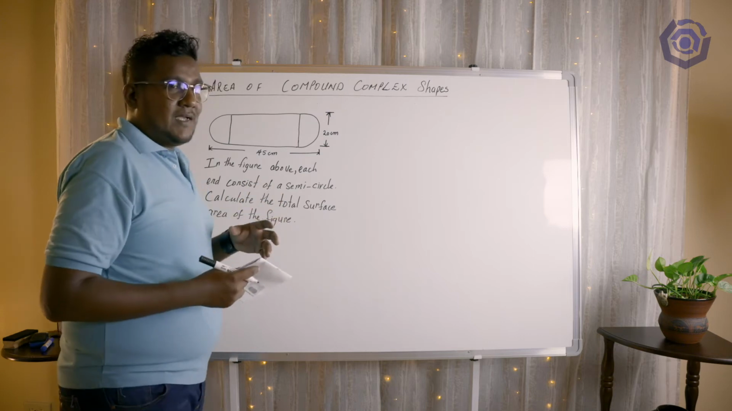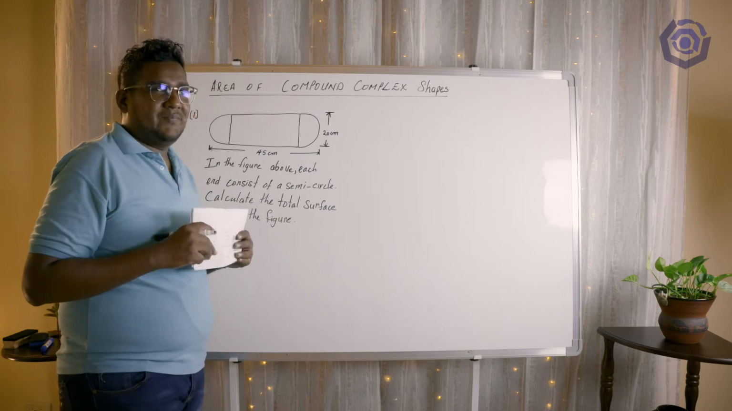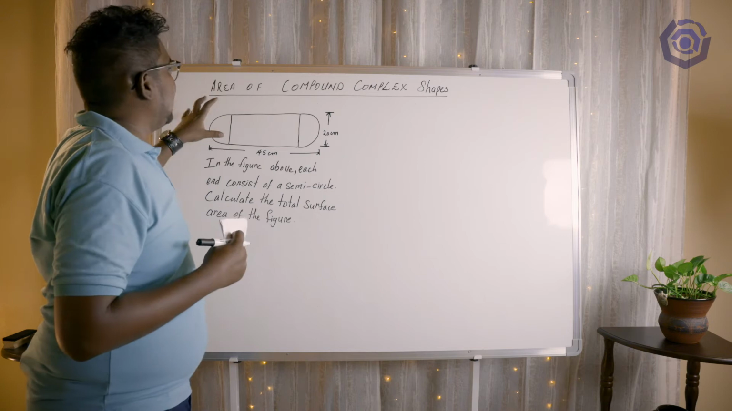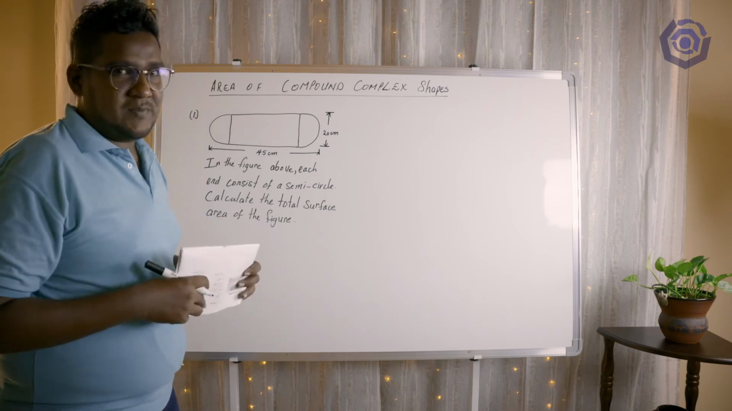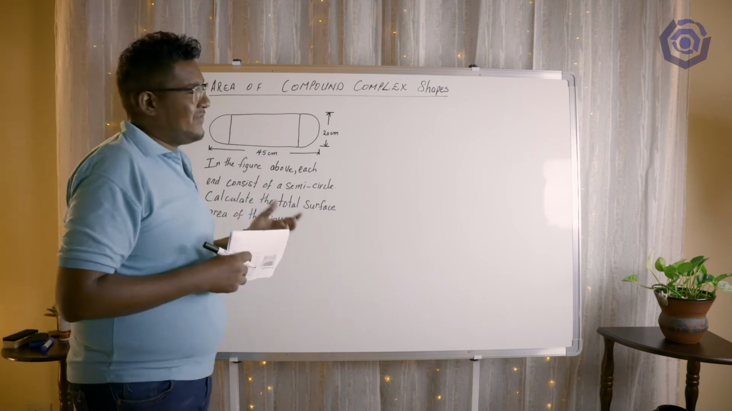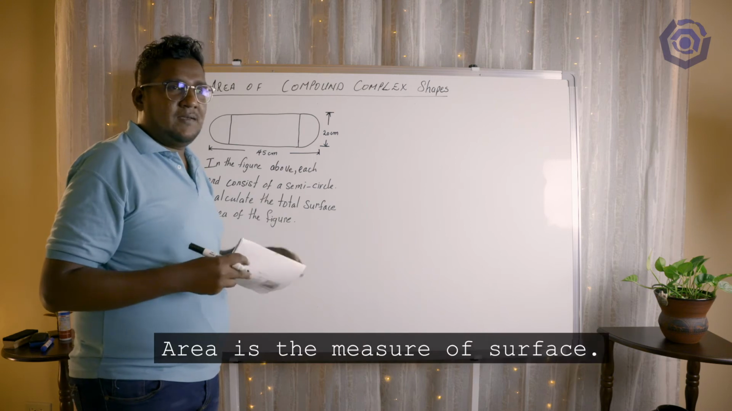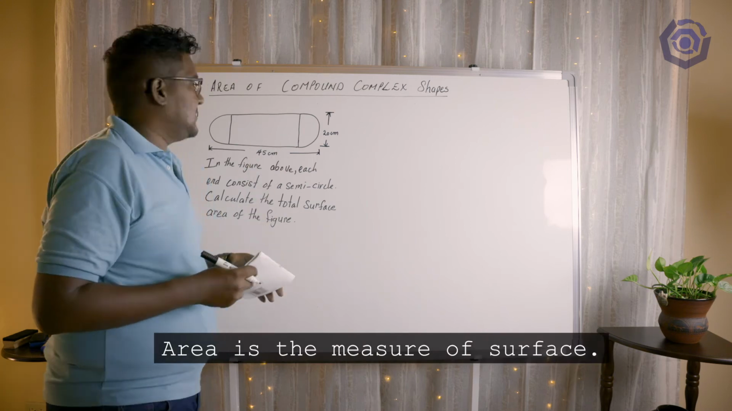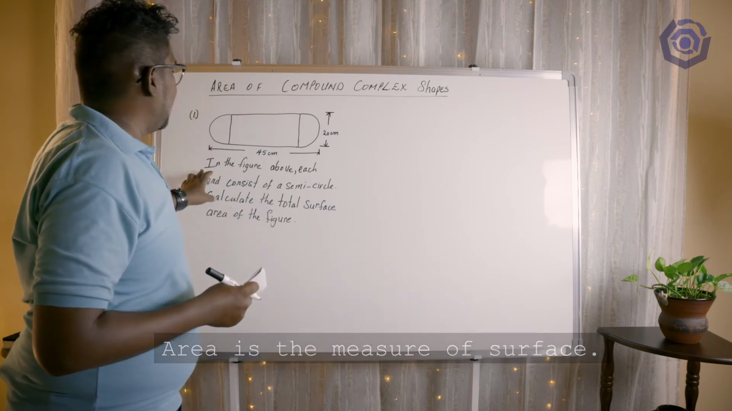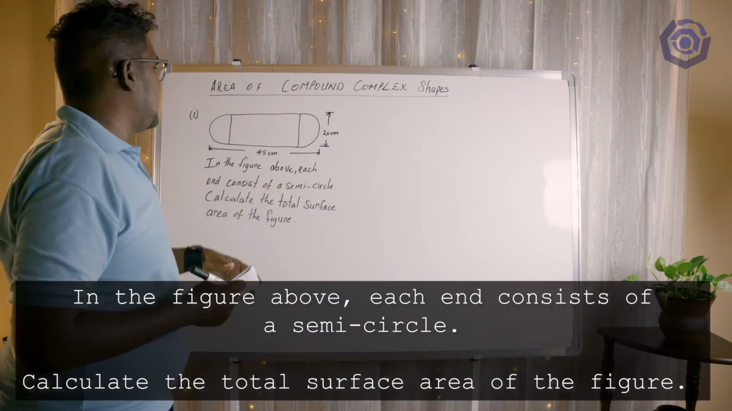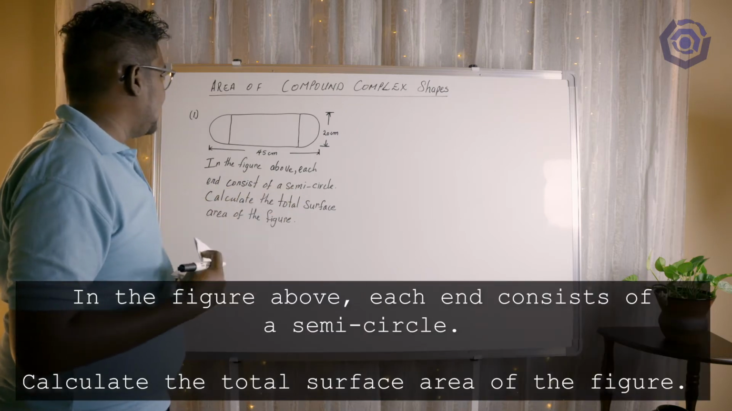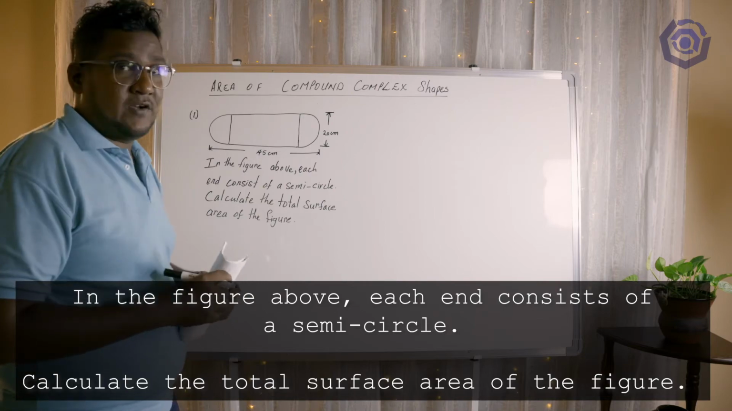So we've looked at calculating perimeter. Now let's look at calculating area of compound complex shapes. Just a quick refresher. You can remember that area is the measure of surface. So in this question, in the figure above, each end consists of a semicircle. Calculate the total surface area of the figure.